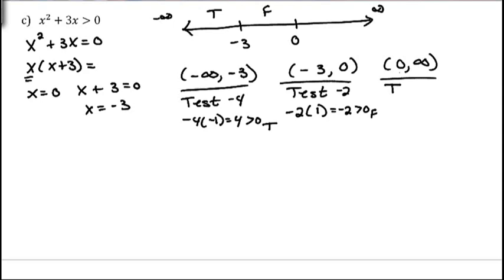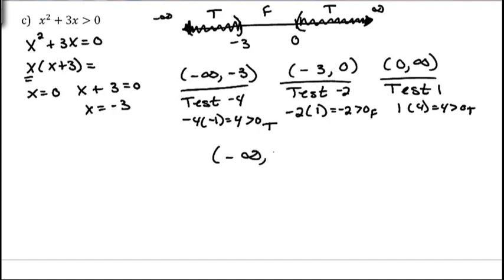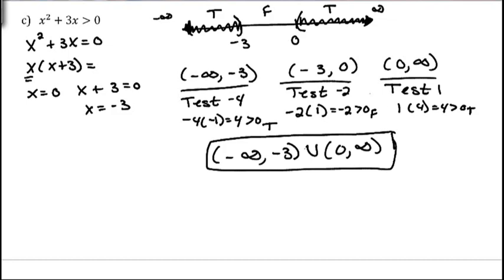And then the last interval from 0 to infinity, I'll test positive 1. So we get 1 times 1 plus 3 is 4, which is greater than 0, so that interval tested true. This time make sure you use round brackets, shade out to the arrow and shade the arrow. And then from the negative 3 out to negative infinity and shade the arrow there. Our interval notation is negative infinity to negative 3, round bracket, union, 0 to positive infinity. You need to make sure that you include all of this as your work when you're doing these on an exam.